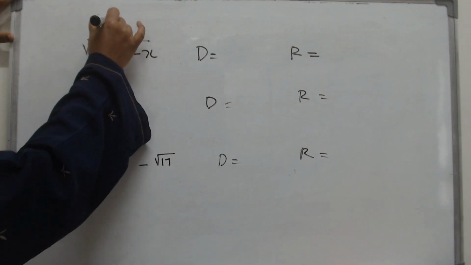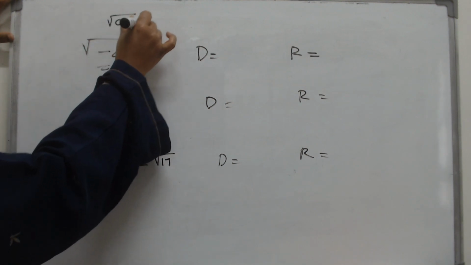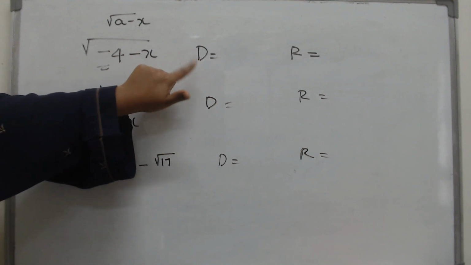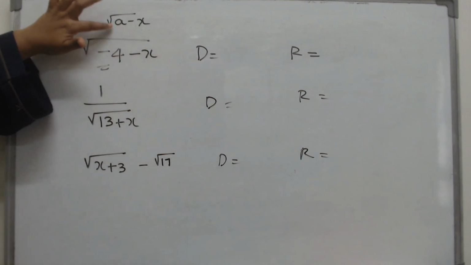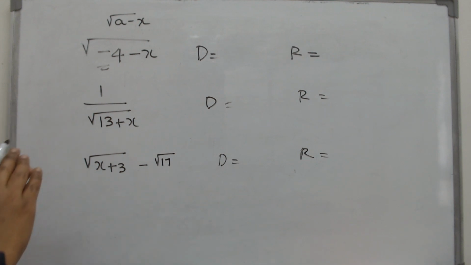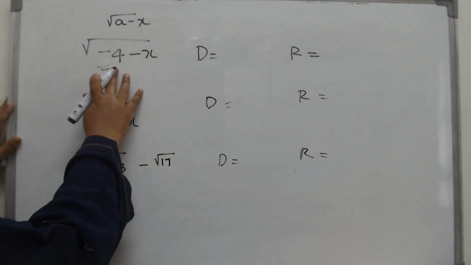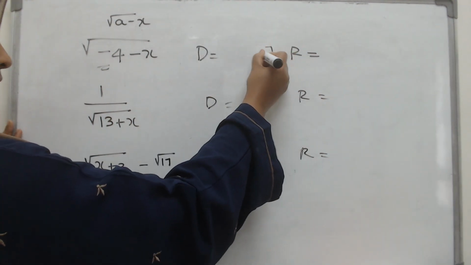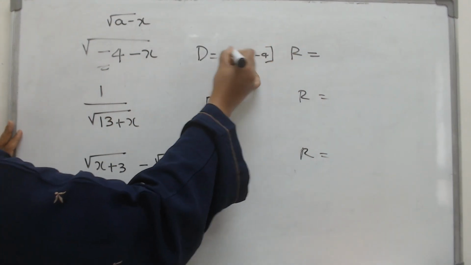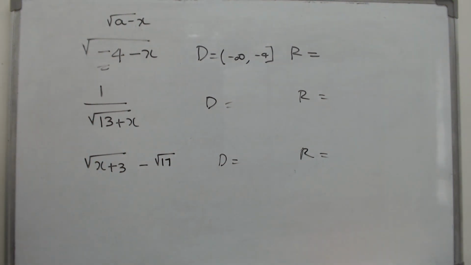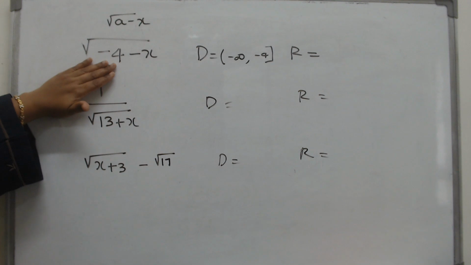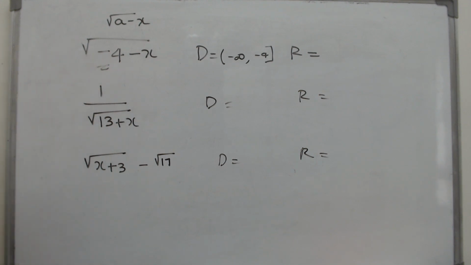What form is it? This is of the form a minus x. And what did we say the domain was? We said that the domain will have an upper limit a. It cannot be more than a, or in other words, it cannot be more than minus 4, and here it goes up to minus infinity. And the best thing is that you can always substitute values here and check for yourself if it is right.